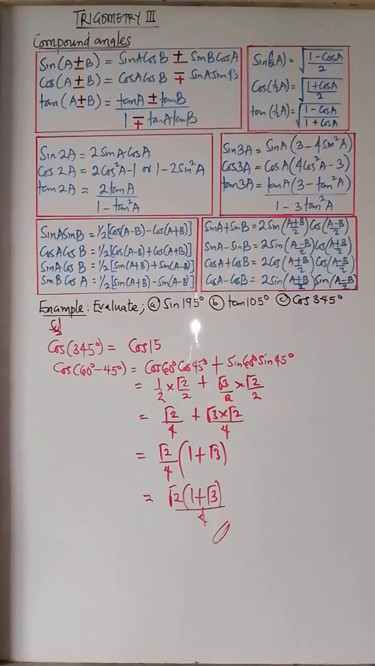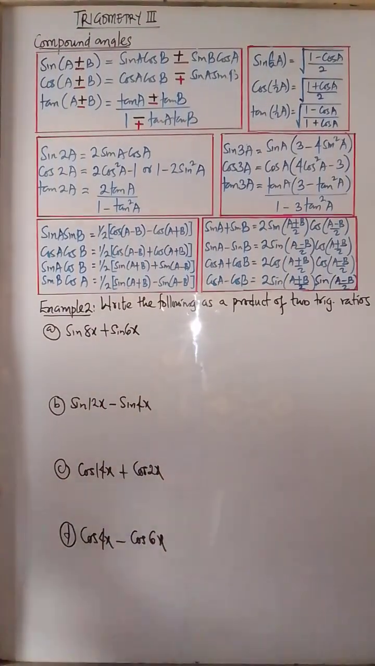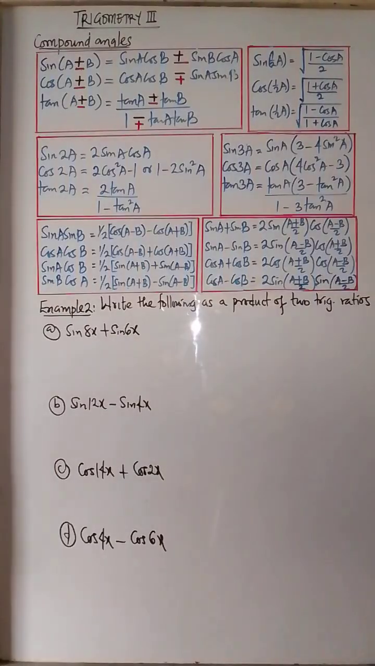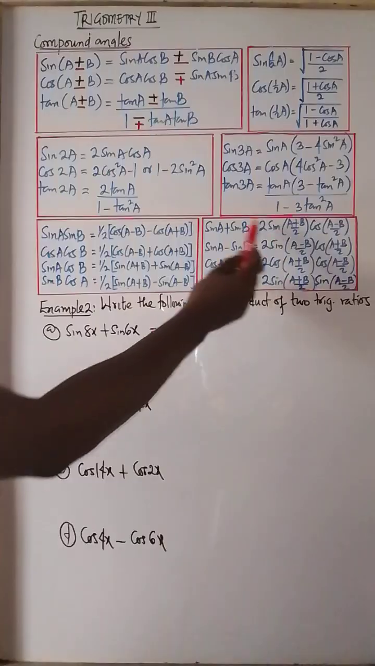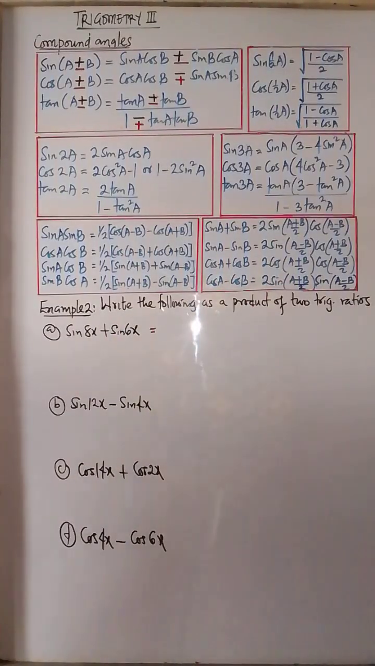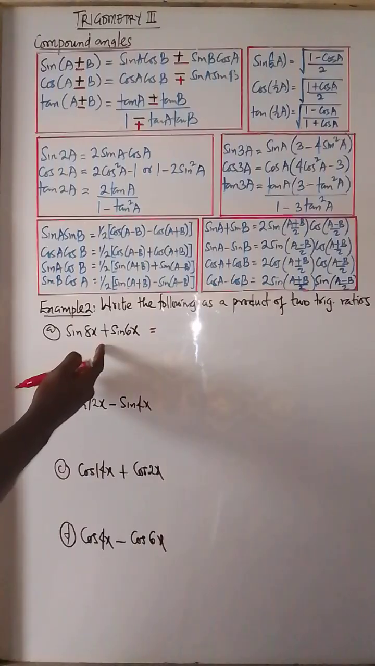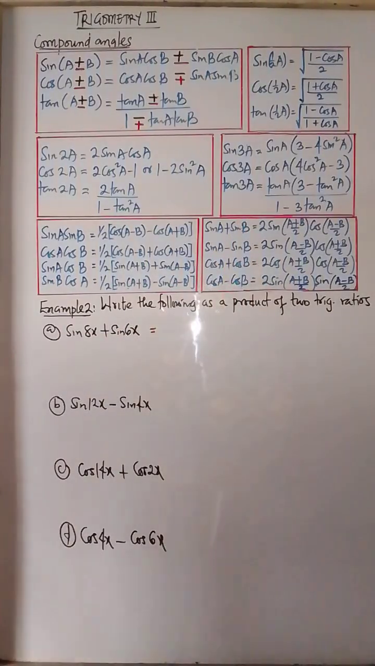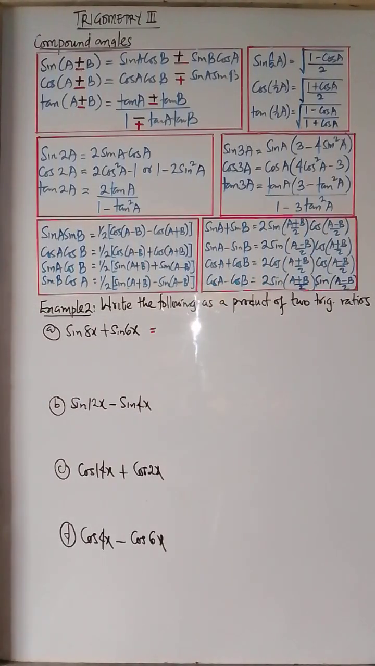Let's take example 2. Write the following as a product of two trig ratios. This is sum to product. That is why these formulas are important. You have to commit them to memory, or if you are very good at proving, look for a way to always find them. So here, sin, and we have plus. Sin, you have plus. So first, if it's a theory question, write out the formula before you apply. Because the formula is already on the board, we apply straight.